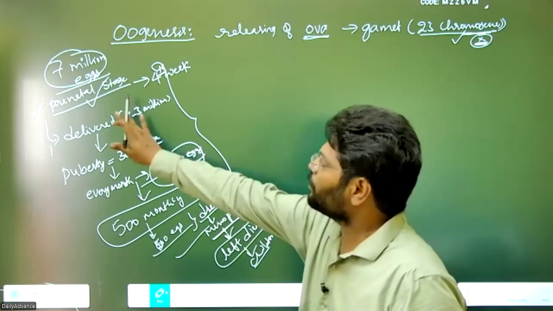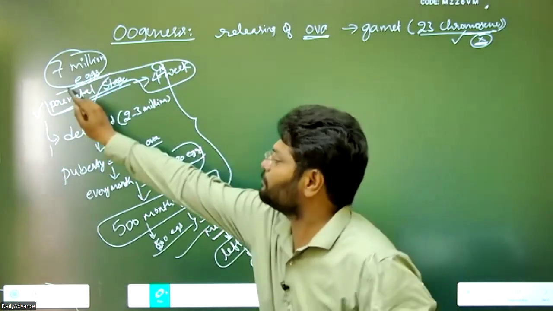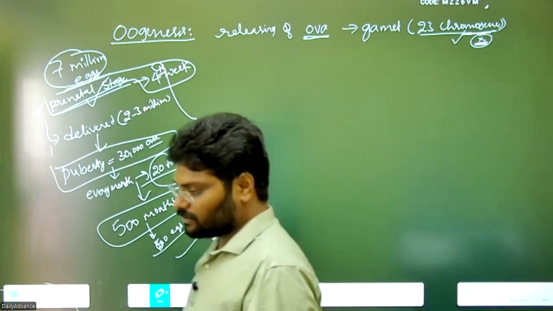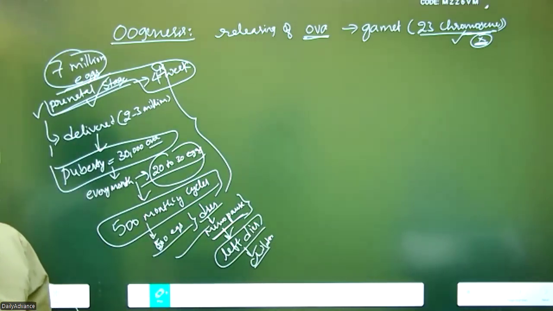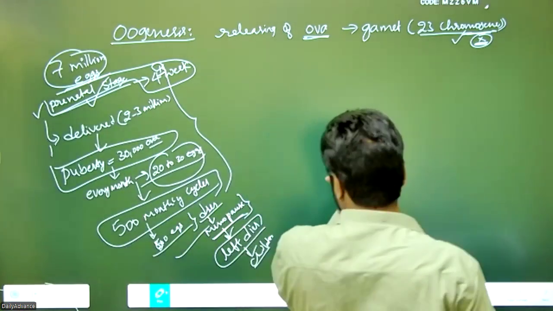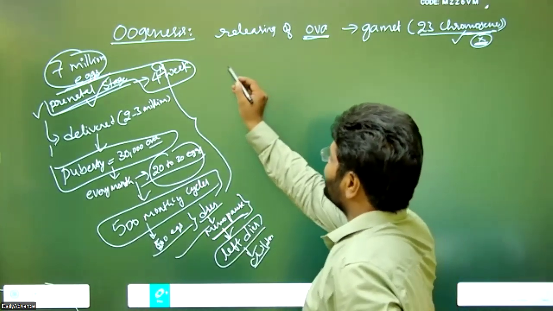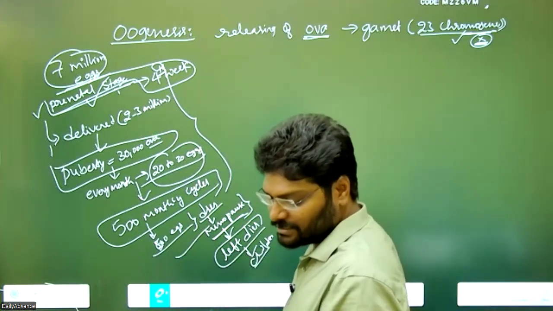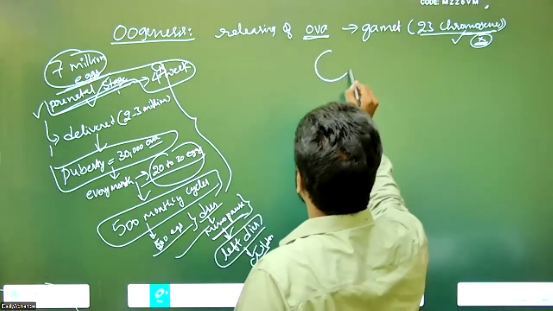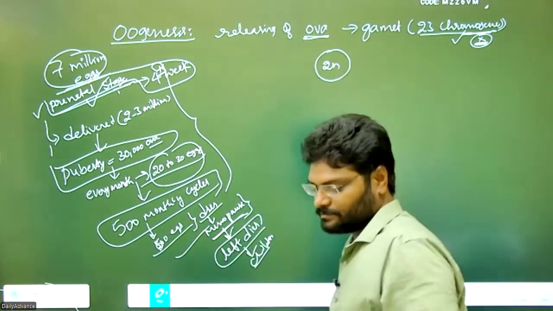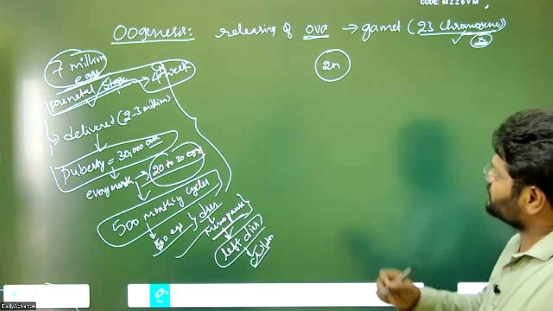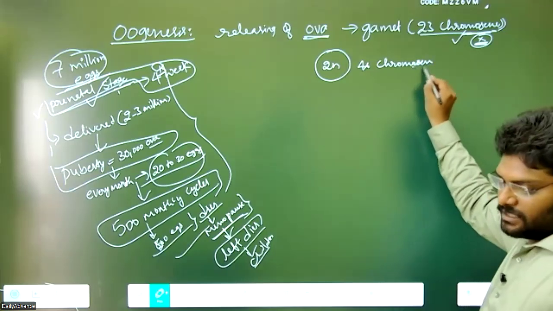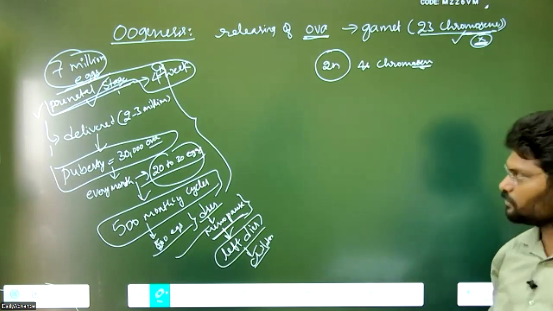Understand? The ovas do not suddenly come at puberty. They are present during the prenatal stage. How they are present in the prenatal stage, we call it a primary oocyte. When the ovary is formed, these ovas are within the ovaries. These ovas are generally 2N in number. 2N means 46 chromosomes.